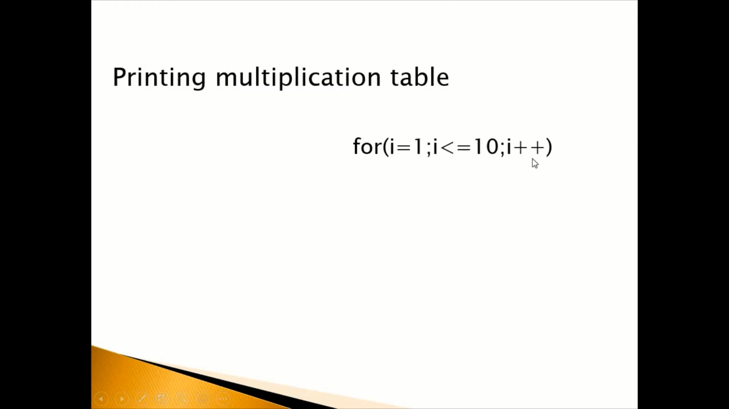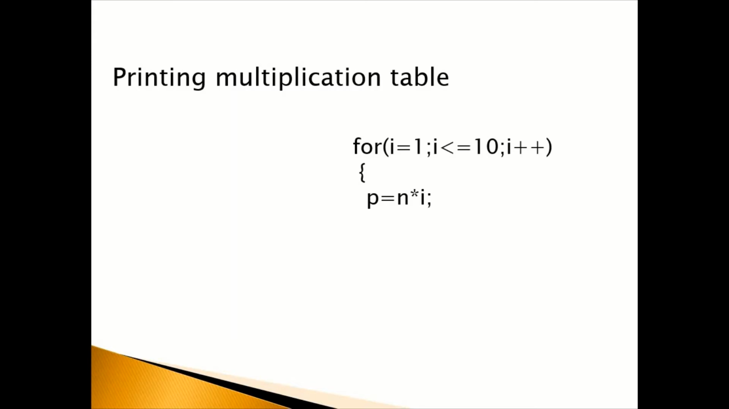5 into 1, 5 into 2, 5 into 3. So here the I value should increment by 1 every time. For that we have taken I plus plus here. So what are we going to do inside the loop? Inside the loop, the code required is, first it calculates the value of p, that is p is equal to n into I. n is multiplied by I to calculate every term in the multiplication table.